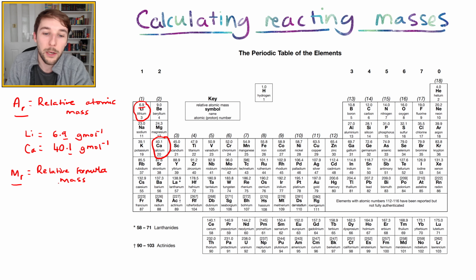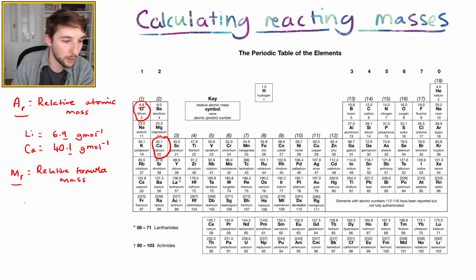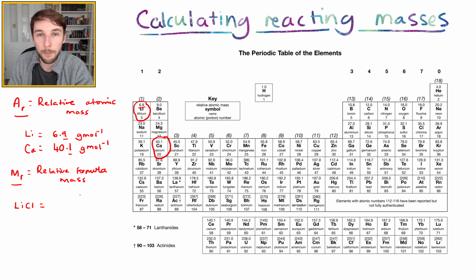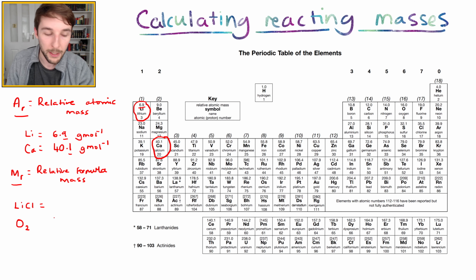Now, Mr is whenever we're looking at a formula. So say, for example, I was looking at lithium chloride, LiCl. Well, now that's a formula because it contains more than 1 atom. This one in particular does contain more than 1 element as well, but we could also be talking about a formula like O2, where it's still only 1 element, but it's more than 1 atom. So anything with an actual formula, then we're going to be doing relative formula mass.